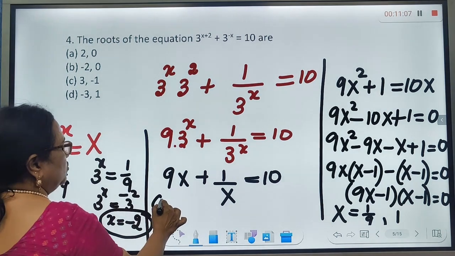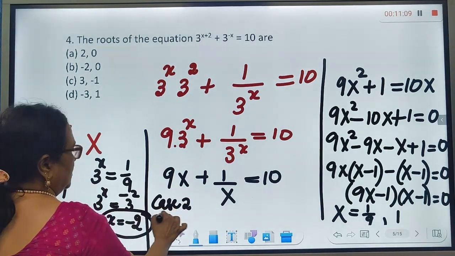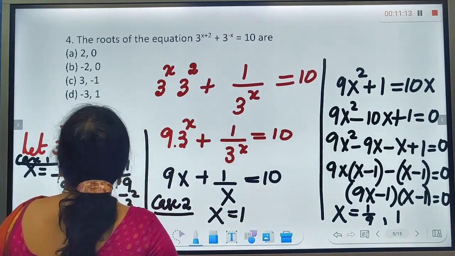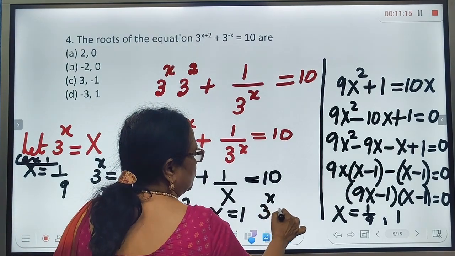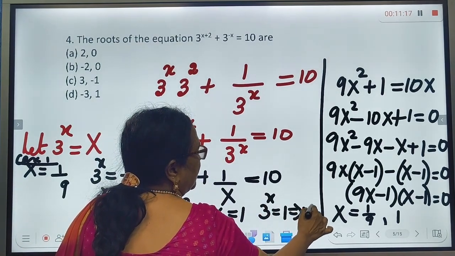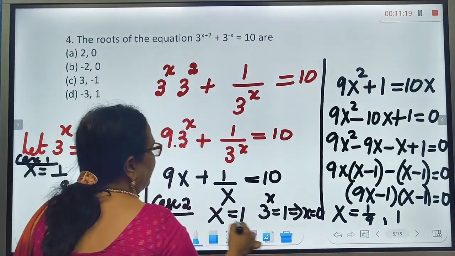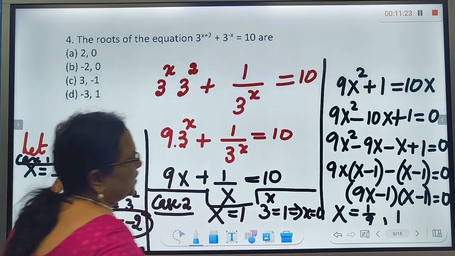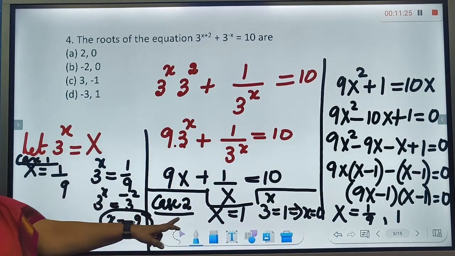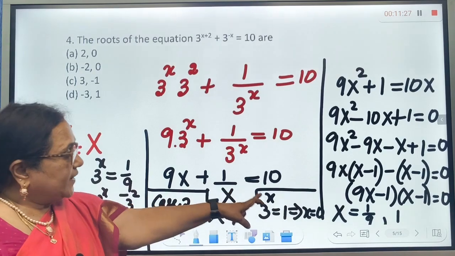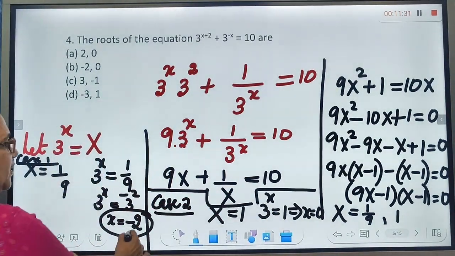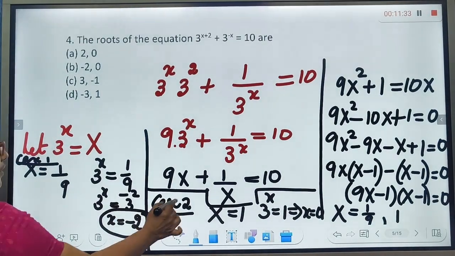What is case 2? Capital X is 1. What is capital X? 3 power x is 1. Implies x equal to 0, because any number which is raised to the power 0 is 1. So if capital X is 1, 3 power x is 1, which implies x equal to 0. So there are two possibilities, minus 2 and 0.